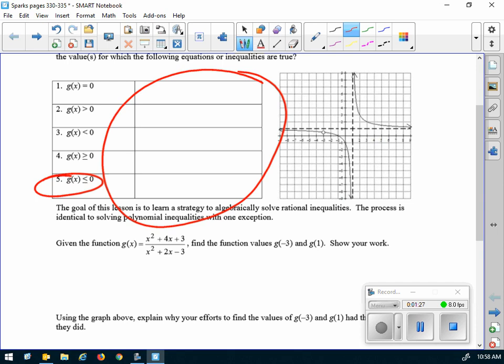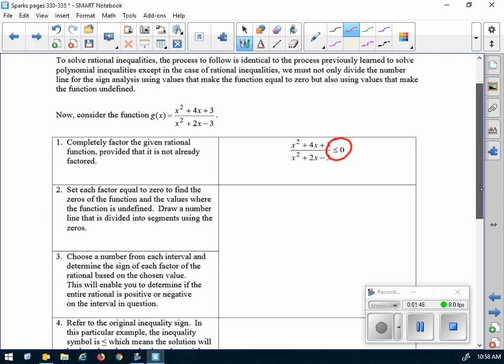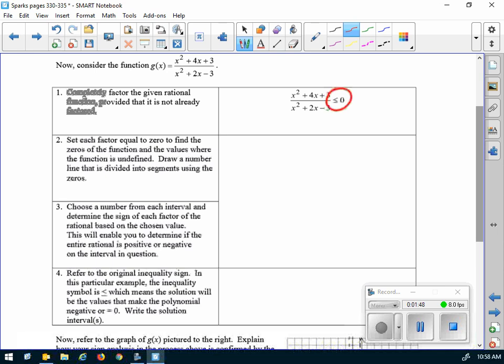Graphically, what does it mean for this rational expression to be less than or equal to 0? What's it mean? Good. On or below the x-axis. So let's see if we can find that without the benefit of the graph. Now, the author goes through here and lays it out step by step for you.